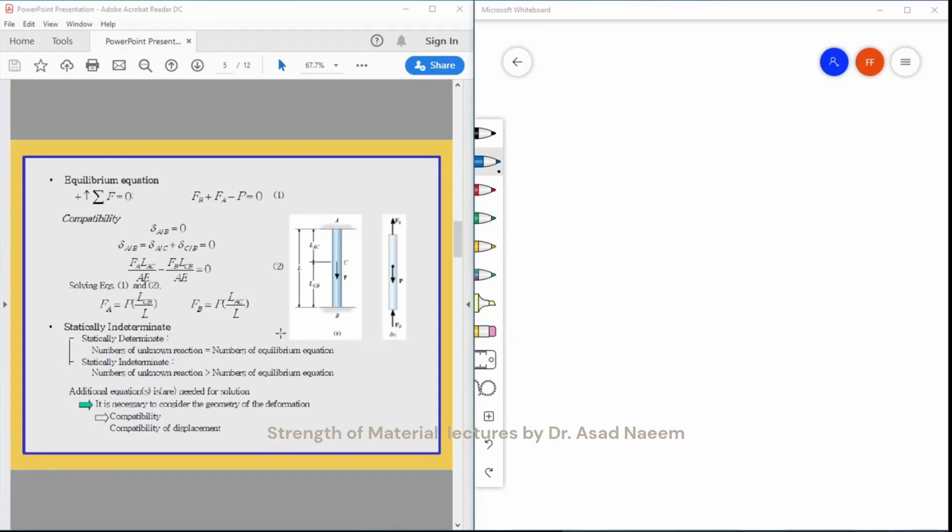So okay, this is now simple. Just try to remember that the compatibility equation deals with the displacement, and then we can calculate the forces.